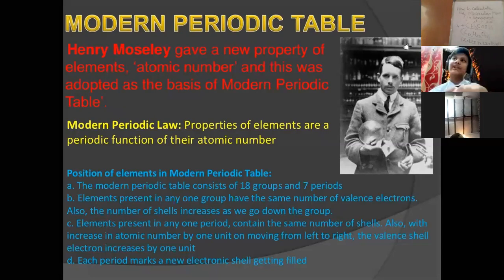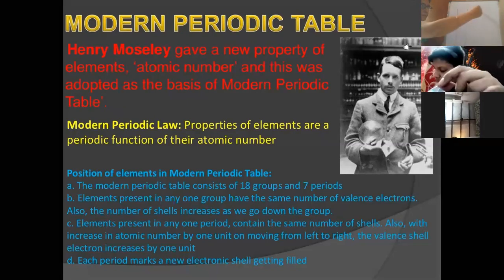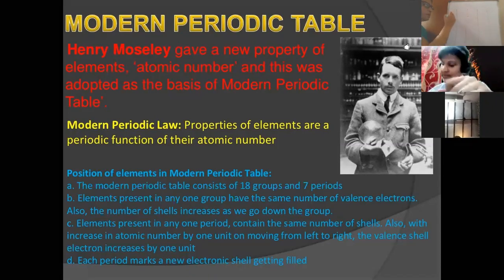There are certain features of the modern periodic table. Let me discuss all those features one by one. As I've told you, there are 18 vertical columns. Like Mendeleev has given us in his periodic table the columns and the groups, in the same manner, in the modern periodic table, there are vertical columns and horizontal rows. The vertical columns are called groups, whereas the horizontal rows are called periods.